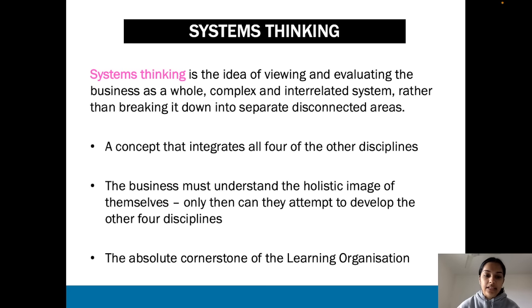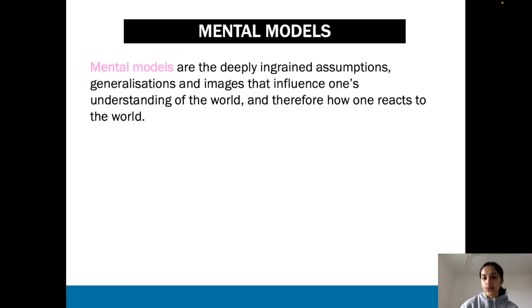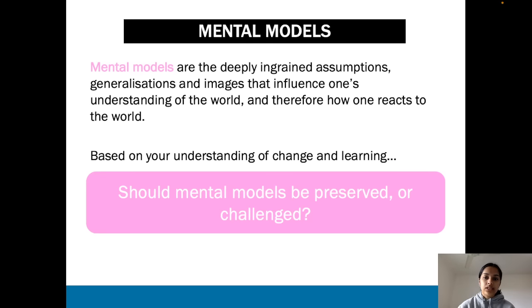If they're able to do that, they can develop the other four disciplines. And so this is the cornerstone of the learning organization. Then we have mental models. These are the deeply ingrained assumptions, generalizations, and images that influence one's understanding of the world and therefore how one actually reacts to the world as well. So it's linking to the idea of the way that they think, their assumptions, their generalizations, and images. All of those things influence how they perceive the world around them.